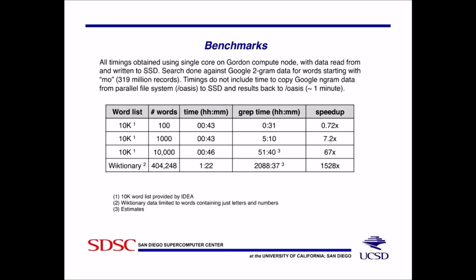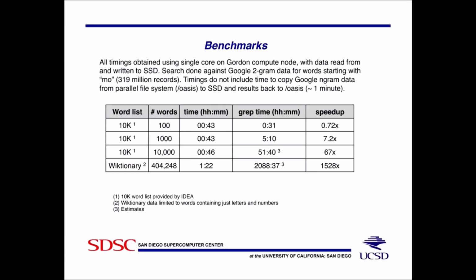Basically, I read in that record one time. I parse it. I compare the words in that record to the hash to see if they exist. And it turns out the speed up was pretty dramatic. This was done using a single core on a Gordon compute node. The data was read from and written to the SSD.